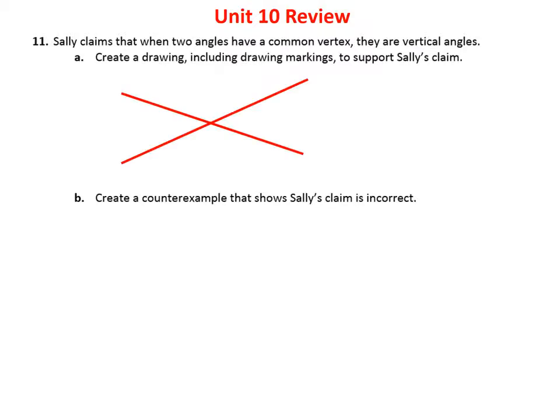Well, for the first one, notice here I've created this, and you can see that these 2 angles indeed have a common vertex right there. Okay, you see the common vertex? And indeed, they are vertical angles. They are equal to each other. So in that case, this is an example of where Sally's statement is true. They have a common vertex here, and they are vertical angles.